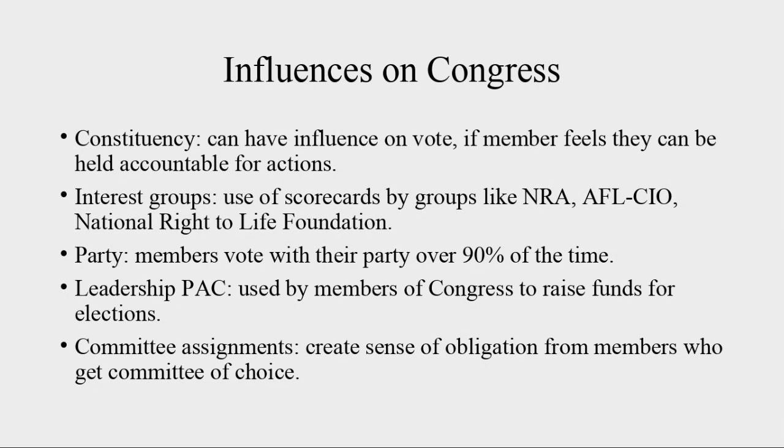The AFL-CIO will rank how union-friendly members of Congress are. And the National Right to Life Foundation will rate candidates as pro-life, pro-choice, somewhere in between. So they can use these scorecards or grades to put pressure on the members of Congress to change their actions. They can get members of their group to email or call their Congress members and say, hey, why aren't you looking at this?